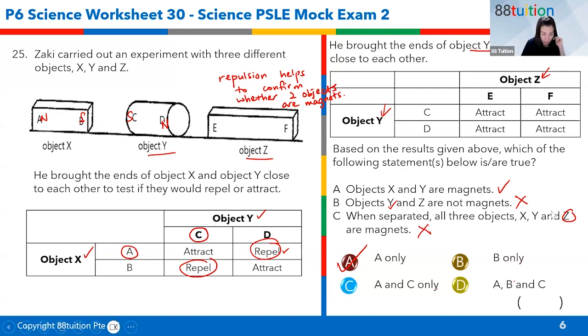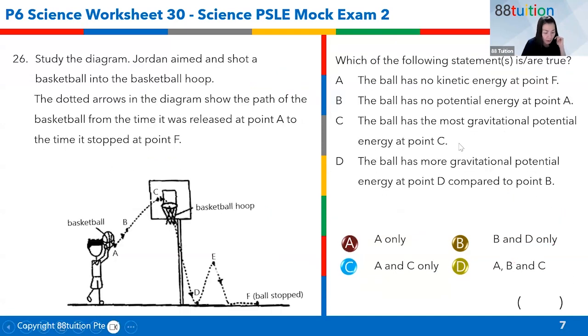Okay, next. 26. Study the diagram here. This is Michael Jordan. He aimed and he shot a basketball in the basketball hoop. So the dotted lines show the path of the basketball from the time it was released from his hand at point A to the time it stopped at point F. So which of the statements are true?